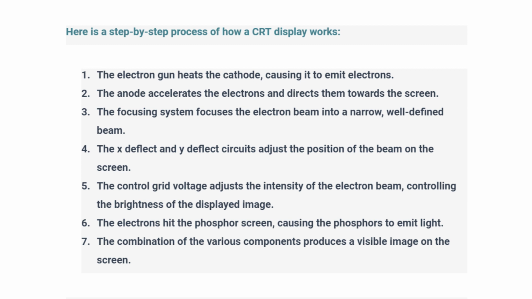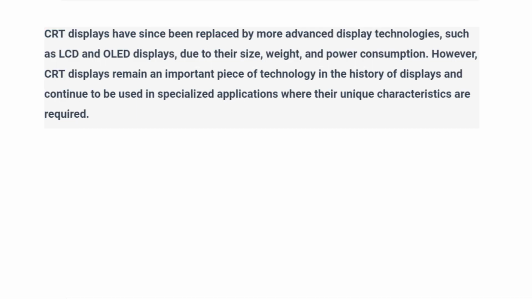The electrons hit the phosphor screen, causing the phosphors to emit light. The combination of the various components produces a visible image on the screen. CRT displays have since been replaced by more advanced display technologies, such as LCD and OLED displays, due to their size, weight, and power consumption.